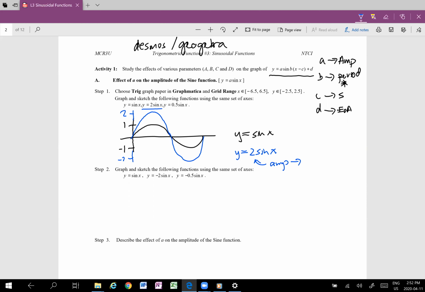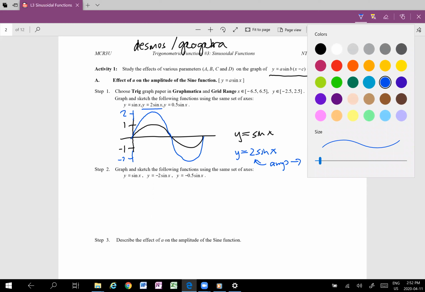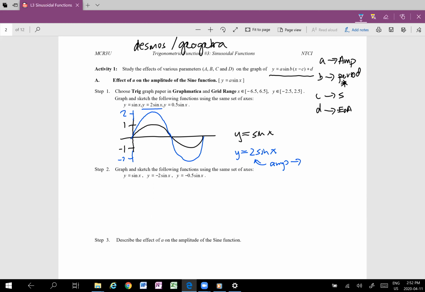How about 0.5? Let's use this fainter color. Well, I think a lot of you understand. Between 1 and 0 is half. And that'd be y equals 0.5 sine x. So that's all fine and dandy.